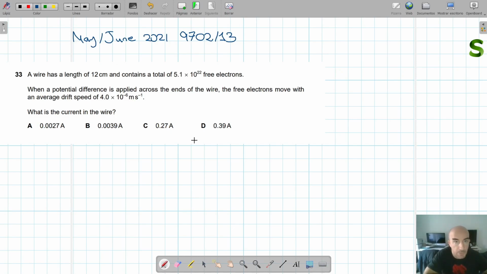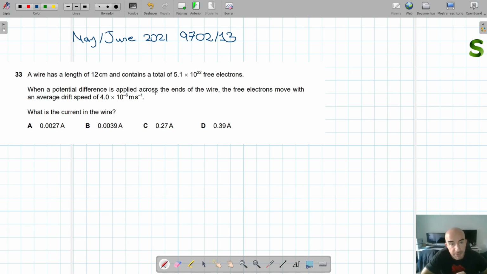So today we're going to do exercise 33 from paper 1-3 from May-June 2021, the Cambridge International AS Level physics exam. It says a wire has a length of 12 centimeters and contains a total of 5.1 times 10 to the power 22 free electrons.